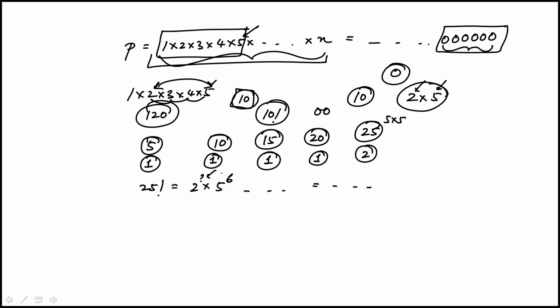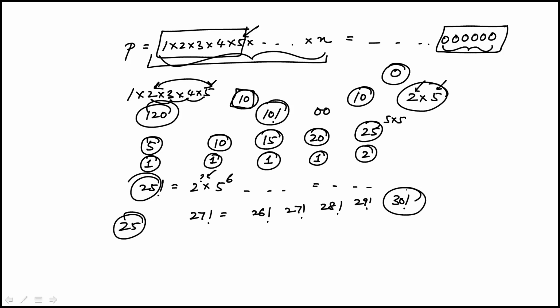Now, that's the least value for n, and that's what the question is asking. If you wrote 27 factorial, well, that will also have 6 zeros. But notice the question is, what's the least possible value? So that's why the answer is 25, not 26, not 27. All of 26, 27, 28 factorial, all these will have 6 zeros, 29 factorial. But then once you get to 30 factorial, you'll get another 5, and 30 factorial will have 7 zeros.